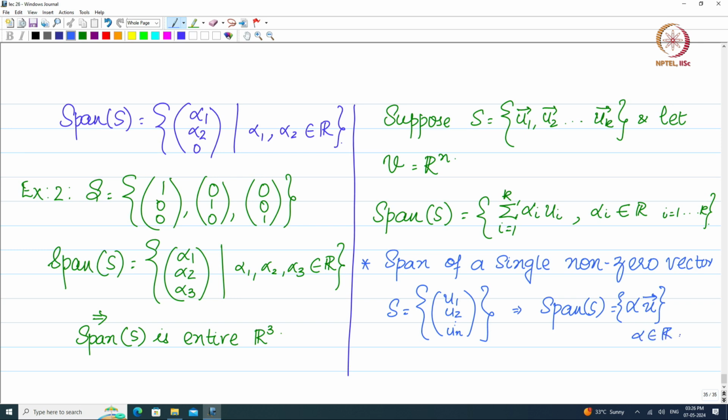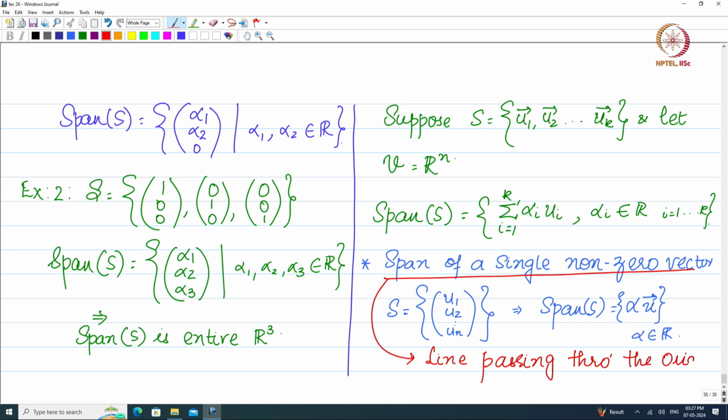Now what does this mean? This is going to be scalar multiples of the same vector. That means this is going to have a geometry which is a straight line passing through the origin. So what are we going to say? Span of a single non-zero vector is basically a line passing through the origin. Right. Now what is interesting is we have not even spoken about whether the set of vectors in S is linearly dependent or linearly independent. We have not done anything, we have just looked at the span of a set of vectors.